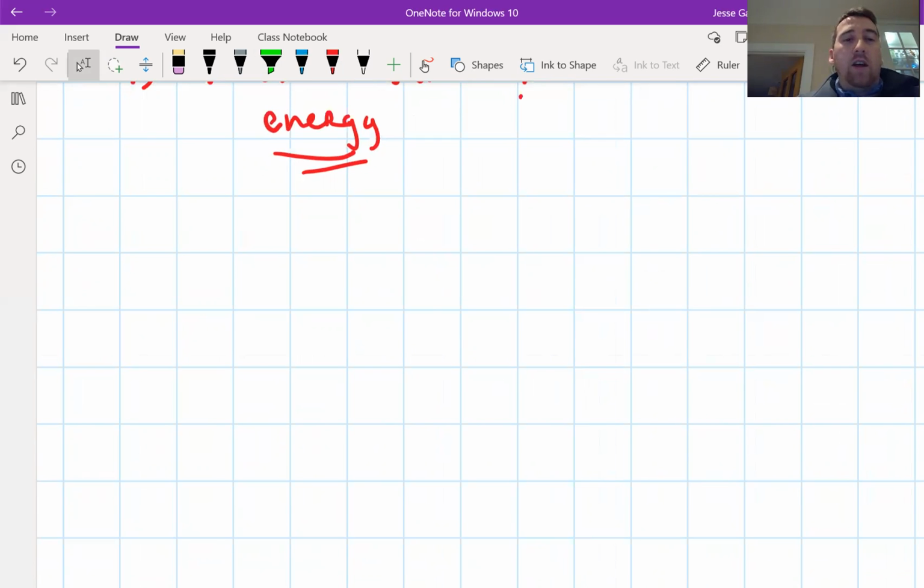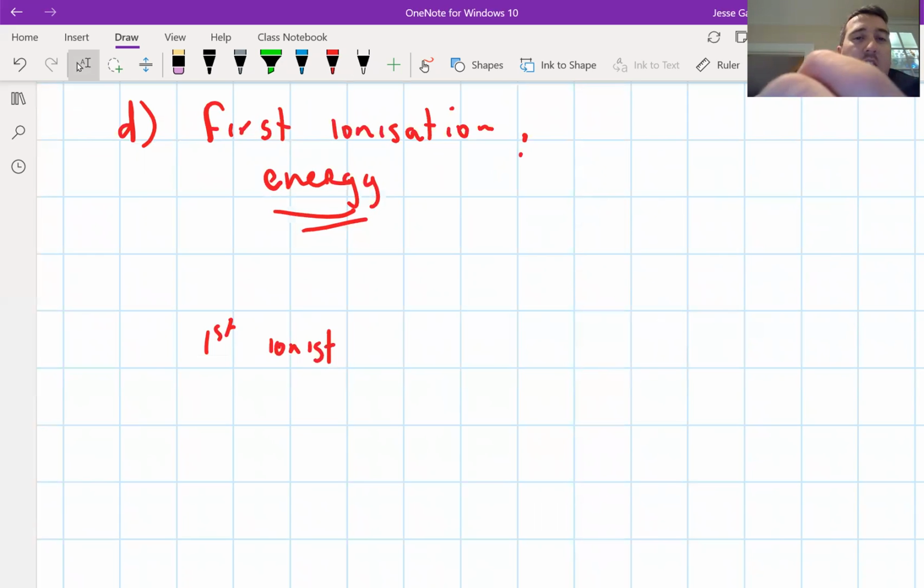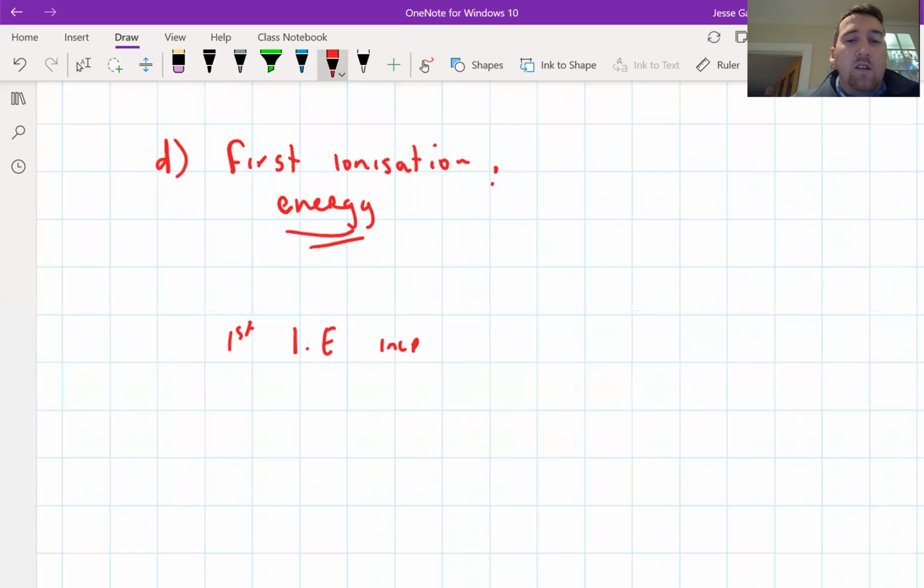So we're talking about explain why first ionization, sorry, I'm just going to say IE for ionization energy. First ionization energy, what happens to it? Let's just read the trend again. Why there is a general increase across the second period. So first ionization energy increase across period 2. So explain why that happens.